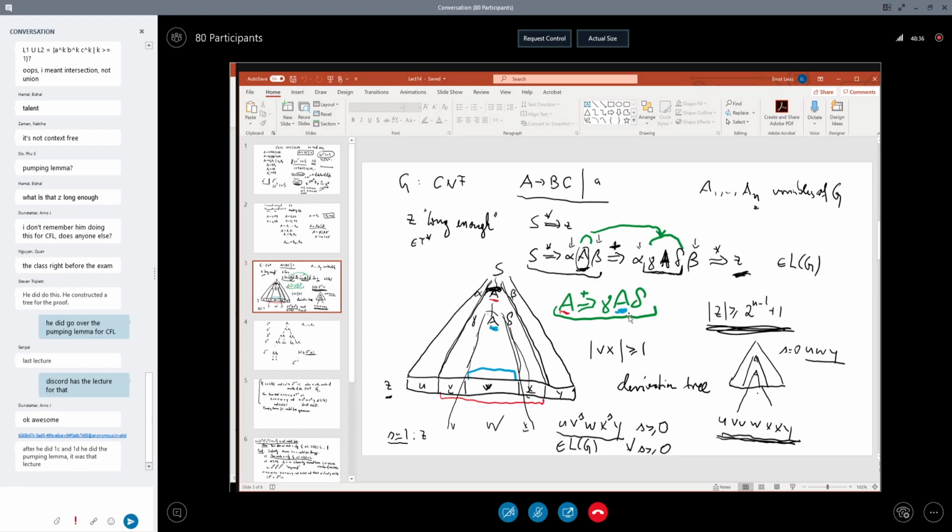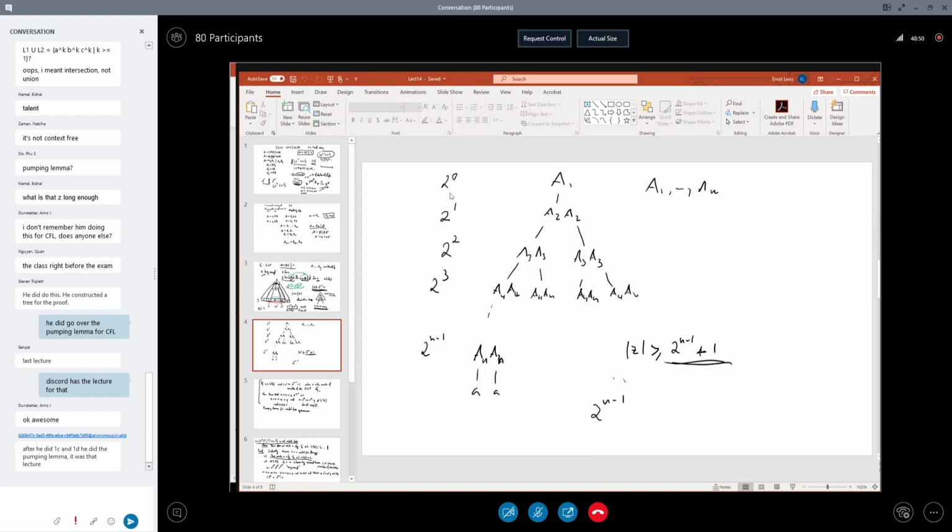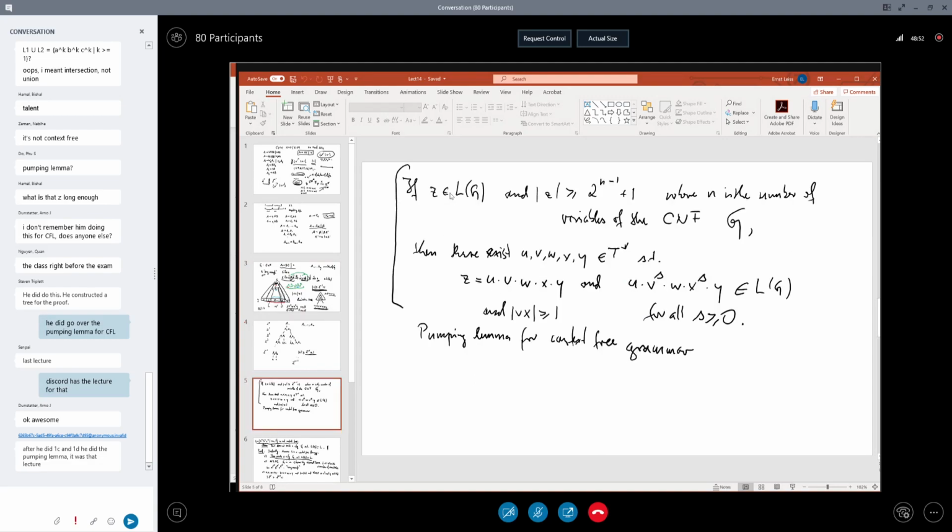Awesome, thank you. Okay, so that is where we started. By assuming that G is in Chomsky normal form, we obviously were talking about context-free grammars, not anything else. And that was the pumping lemma.